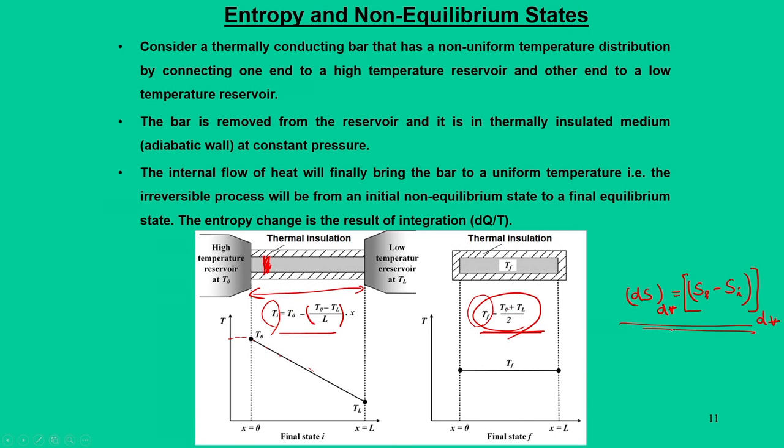First we have to evaluate this, then we can integrate dS of this volume element from x equal to 0 to x equal to L, and that will give you Sf minus Si, the entropy change of the system. This is the analysis which we are going to do in one of the problems, where we evaluate the entropy change for a system that goes from an initial non-equilibrium state to the final equilibrium state, which is an irreversible process.